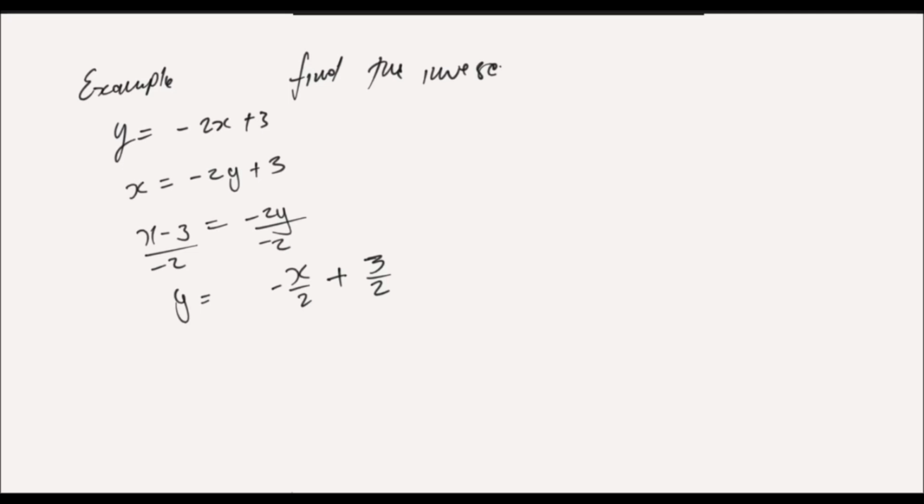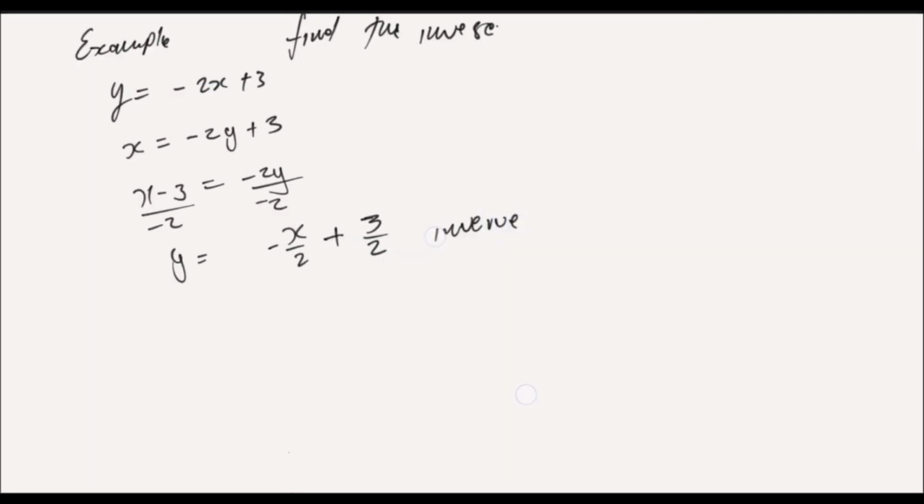When we make y the subject of the formula, or write the equation in terms of x, this is what we get. This is the inverse of this function. What you should check for now is, is this a function? If it is a function, you should write it in function form. By function form, this is what I mean: you must write it in terms of f of x. When we do that, we get minus x over 2 plus 3 over 2. This is a function with a gradient of minus half and a y-intercept of 3 over 2.